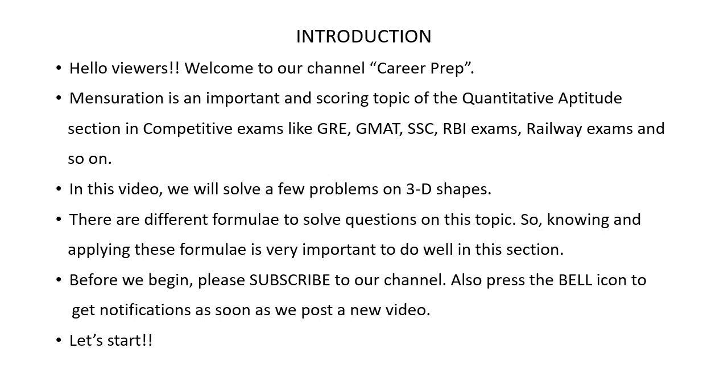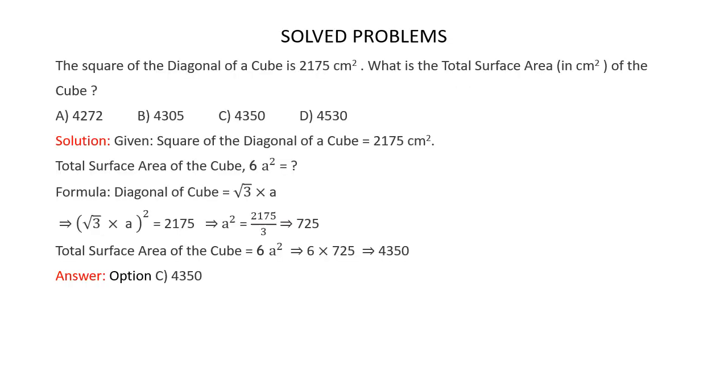So let's start. The square of the diagonal of a cube is 2175 centimeters squared. What is the total surface area in centimeters squared of the cube? Here you are given 4 options and you have to find out which of these options is the correct one. So here you are asked to find the total surface area of the cube.